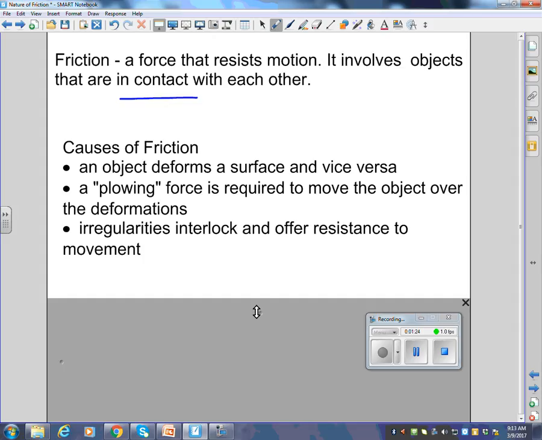Yeah. Okay. So, a cause of friction: an object will deform a surface and vice versa. In other words, my laptop or a book sitting on a table will actually create a little depression in the table. A plowing force is required to move the object over the deformations, or in fact, it's uphill on the far side. Irregularities interlock and offer resistance to movement. Obviously, the surfaces are not smooth.